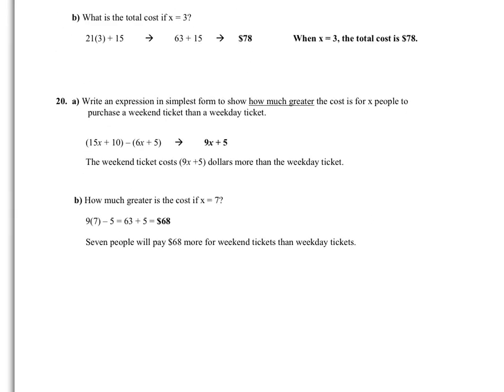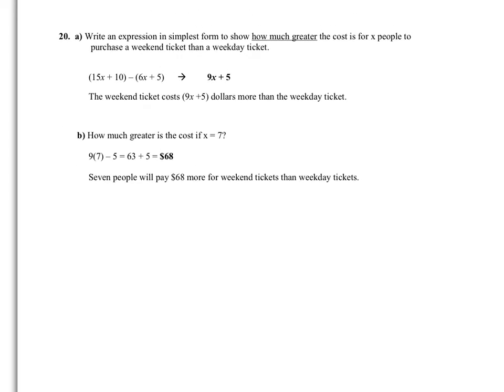Moving on up. Number 20. All right, number 20. Write an expression in simplest form to show how much greater the cost is for X people to purchase a weekend ticket than a weekday ticket. So now we're going to find the difference between the two. So the difference, that means you're going to subtract. So we're going to subtract 15x plus 10 minus 6x plus 5.